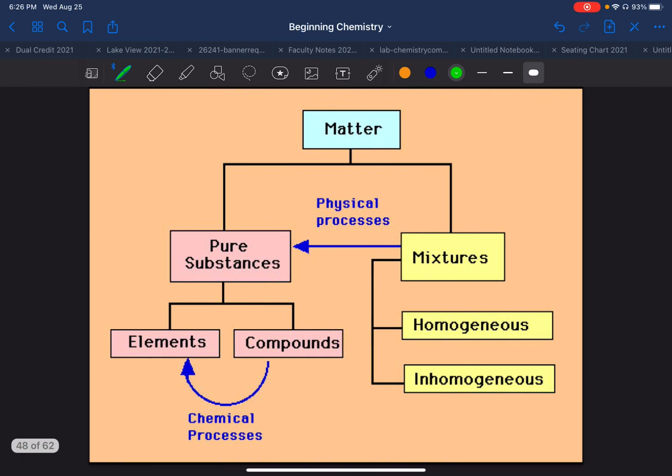So I have a chart for you. Here's your matter. We break it down. There are two components of matter. We can either break it down into pure substances or mixtures. Mixtures are broken down into homogeneous or heterogeneous. Okay. Mixtures can be separated through physical processes, and that's what one of your first labs was you were doing on it. Pure substances are broken down into elements and compounds, and compounds can be broken down into elements through chemical processes.